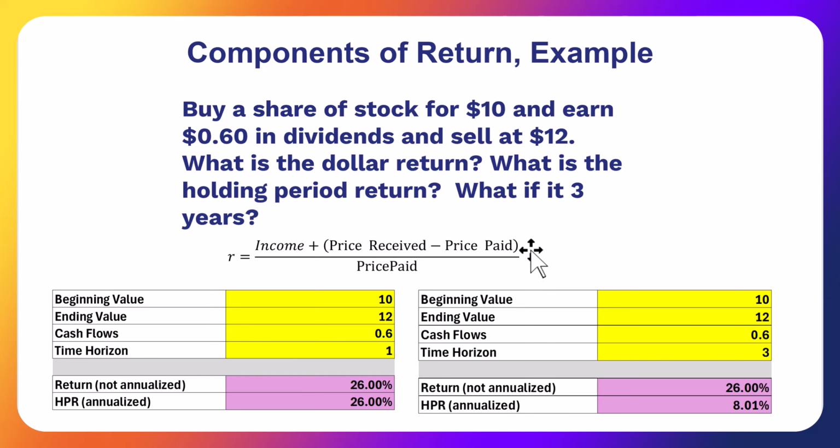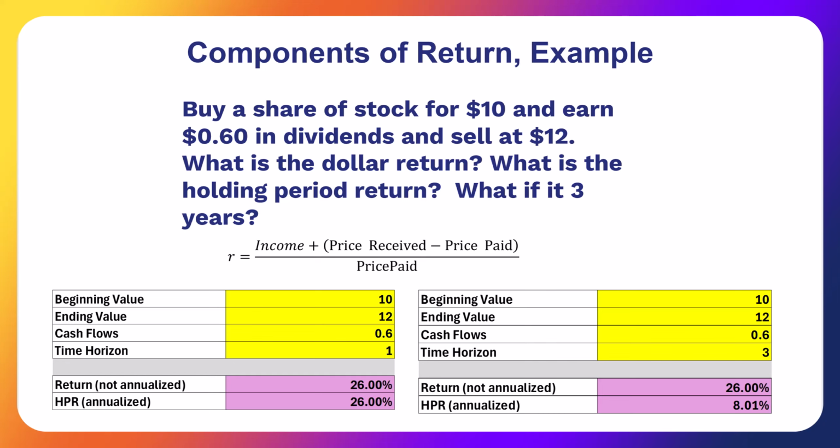Putting this in a more formula sense, if you will, and looking at a spreadsheet calculation, here we bought a stock for $10 and we earned 60 cents in dividends and we sell it at $12. So what is the dollar return? What is the holding period return? And what if that holding period return was 3 years, not 1 year? So it's important to be sure to indicate the time frame of the investment. The return above doesn't consider time value of money.